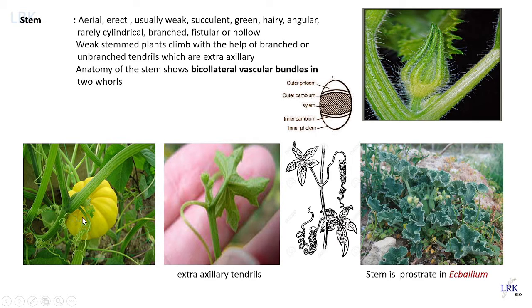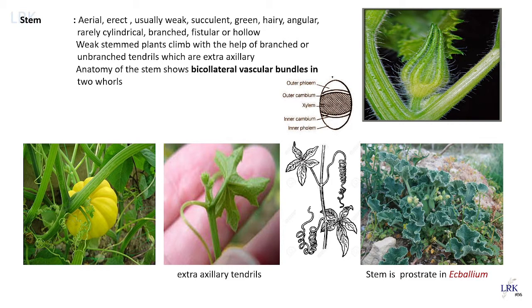What are extra axillary tendrils? You can see here, this is the axis of the leaf. The angle between the petiole and the branch is known as axis. So if this tendril develops from other than this axis, then it is called extra axillary. Okay, so here in this family, we see extra axillary tendrils which are branched or may not be branched.